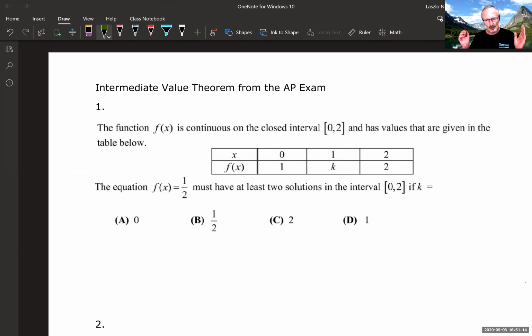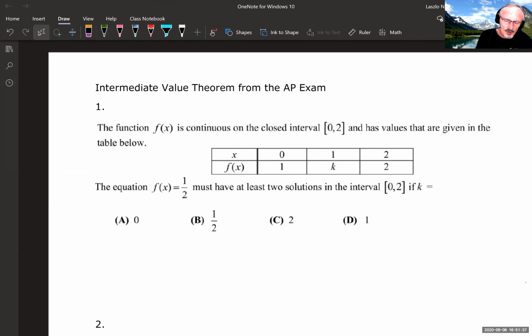So we're not actually hunting for certain y values. Ordered pairs are given to us here. And let's see what the question is. The equation f of x equals 1/2 must have at least 2 solutions in the interval 0 to 2 if k is equal to what number? So we have to find the right value of k.